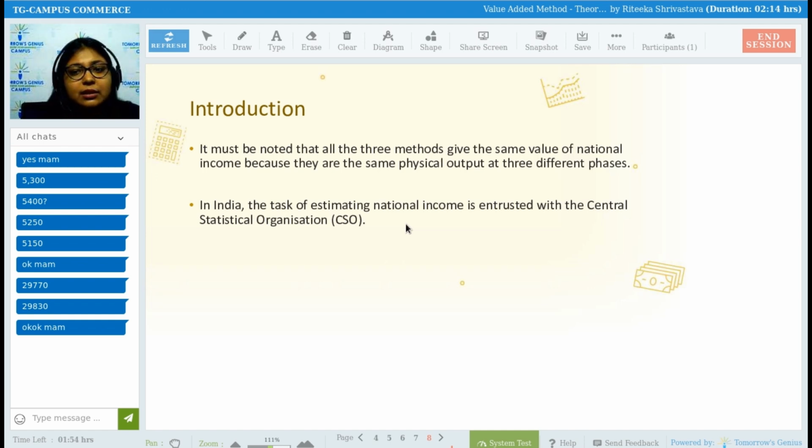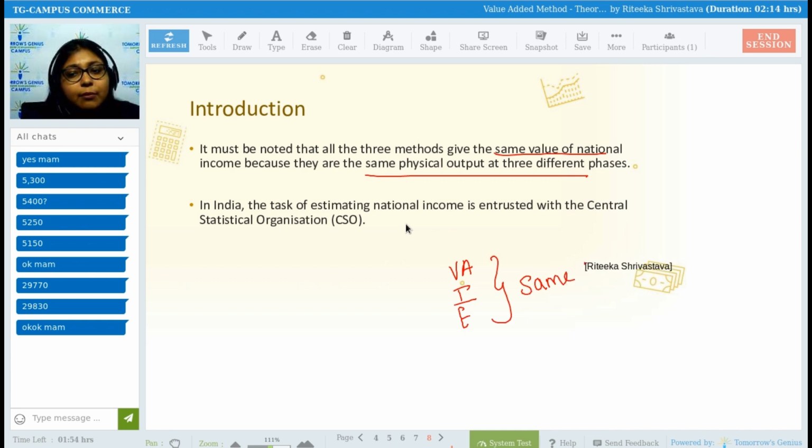All three methods give the same value of national income because they measure the same physical output at three different phases. Whether you use the value-added method, the income method, or the expenditure method, every method will give you the same value. While we solve numerical questions, we will see that for a given set of questions, you use any method and you get the same answer.